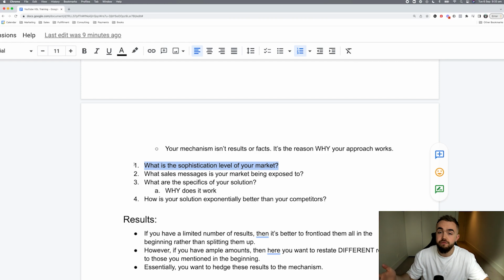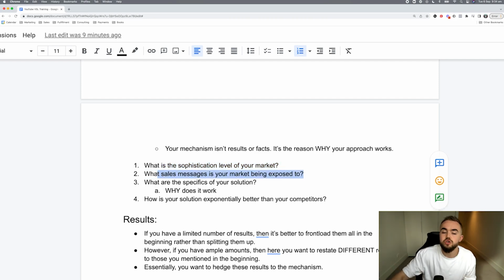Whereas on Facebook, you can't just say, here's why Facebook is better than TikTok. You've got to go into, here's the process that we implement on Facebook that gets the best results. Here's our framework, here's our funnel, here's our testing structure, whatever it may be. Does that make sense? Okay. Then you've also got to look at what sales messages your market is being exposed to, right?